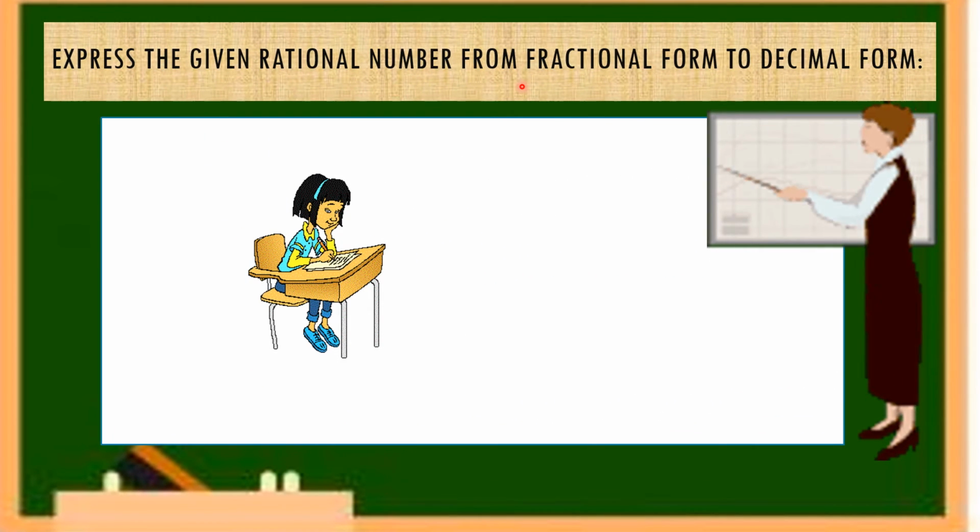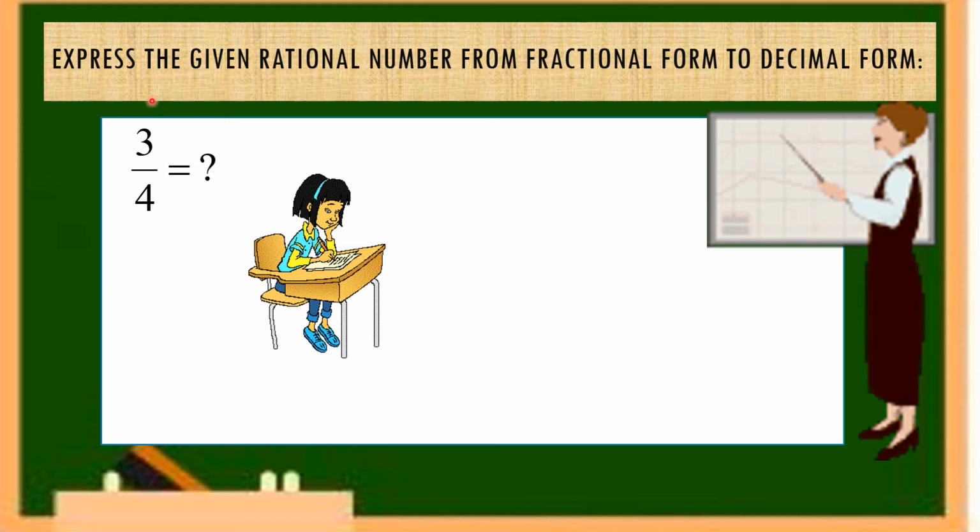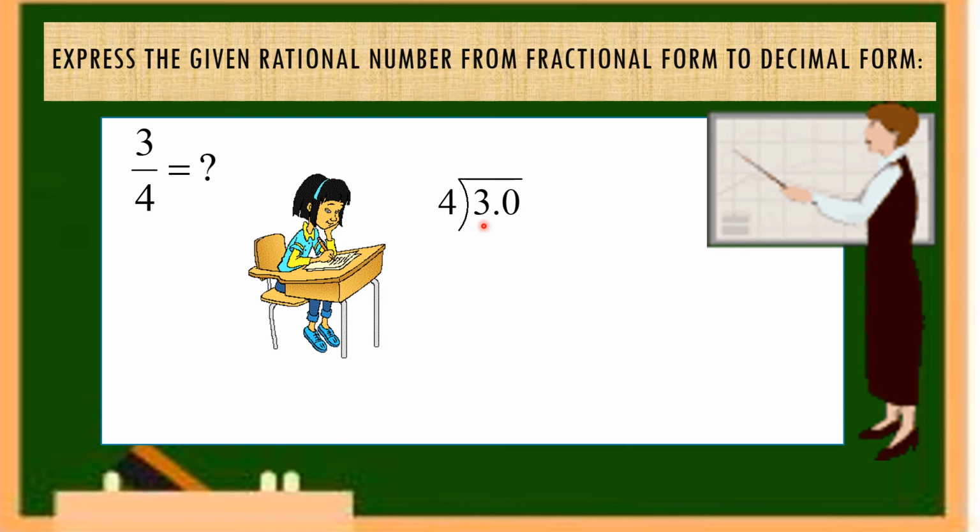Express the given rational number from fractional form to decimal form. Our given is 3/4. We need to divide 3 divided by 4. 3 divided by 4 is actually 0. So, 30, we need to annex 0. 30 divided by 4 is actually 0 and 7 tenths.